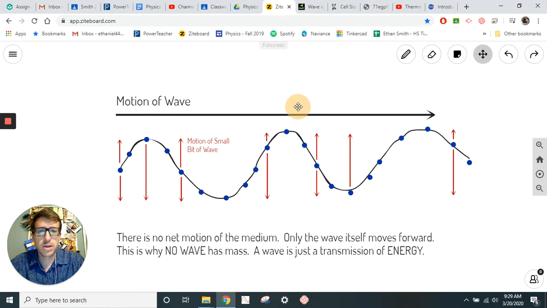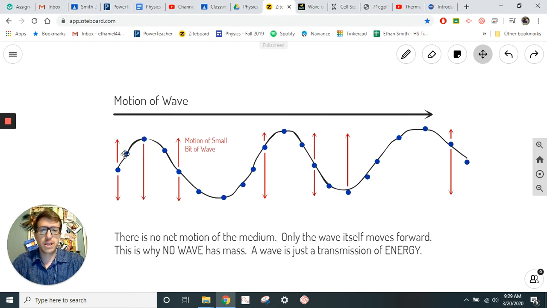To get into what that actually looks like, we have to understand the motion of a wave. I've got a little demonstration. The wave itself is moving this way, but any individual particle of that wave, any bit of that wave, is only moving up and down. It's only oscillating up and down in the same position. So if it starts here, after one cycle, it'll have returned here.